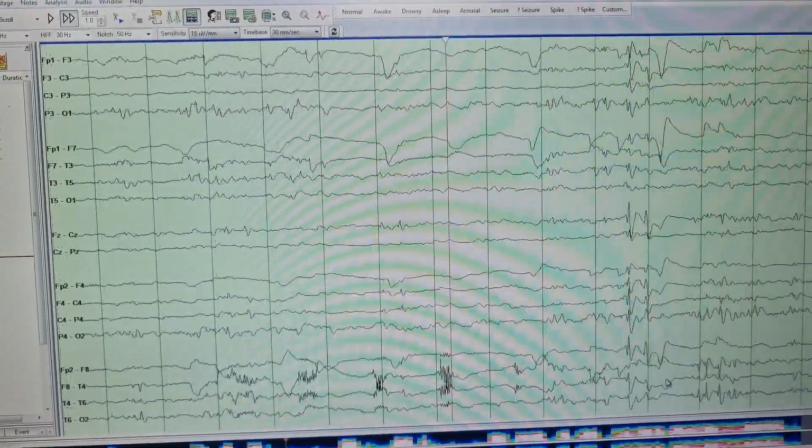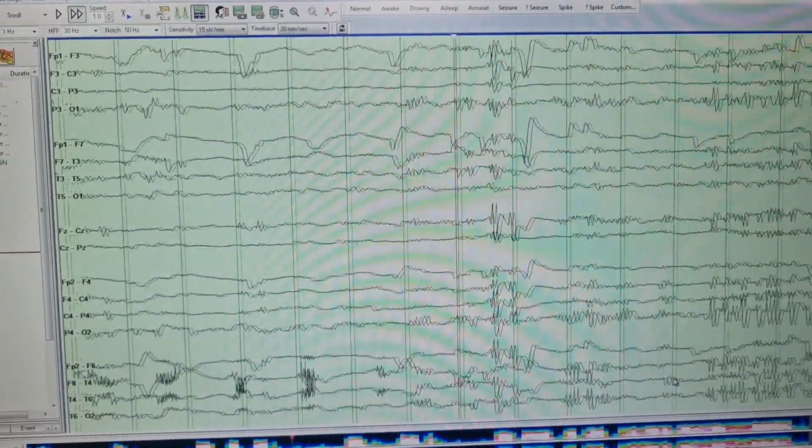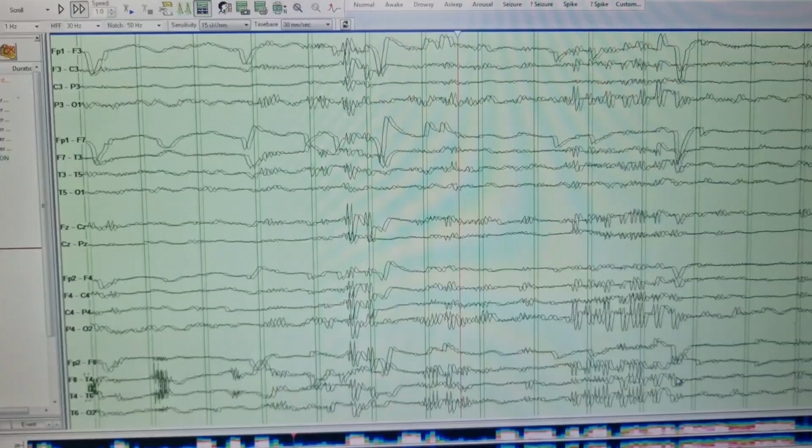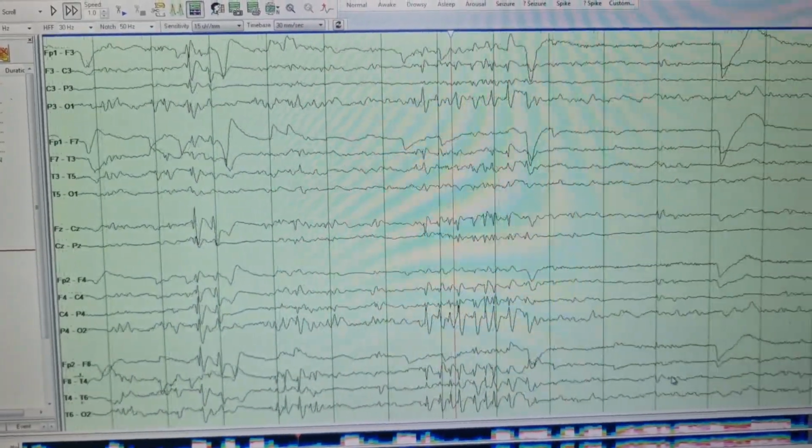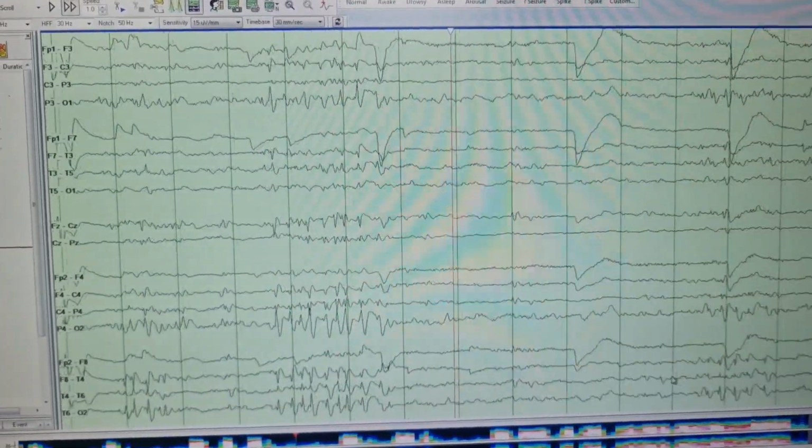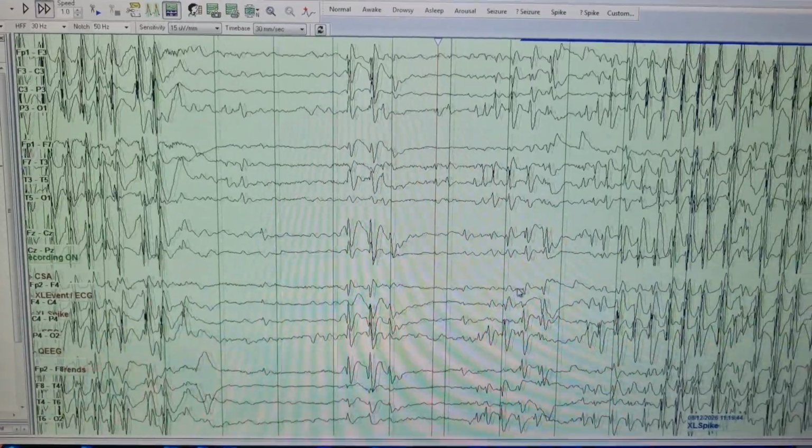So this EEG recording is showing these electrographic seizures repeatedly. Again and again you can see that the patient is having repeated electrographic seizures here. So this child is having non-convulsive status epilepticus.